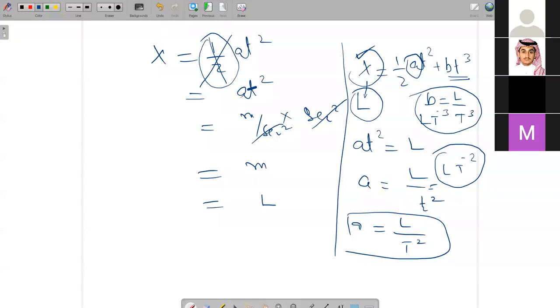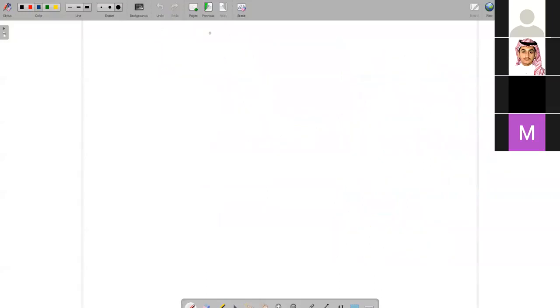After this, some quantities have the same dimensions, like 1 over 2 m v square. This is what? This is kinetic energy. Okay. If I want to write potential energy, you have studied in your previous classes, it is mgh.